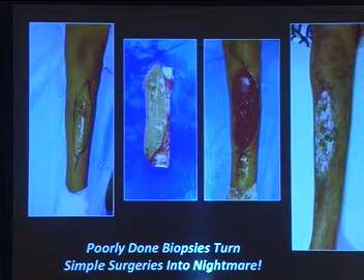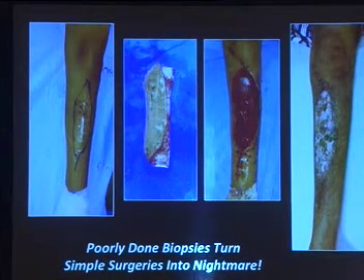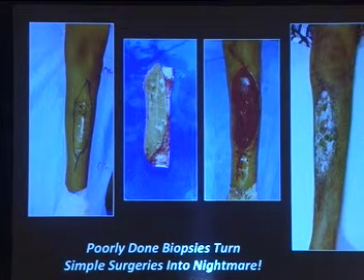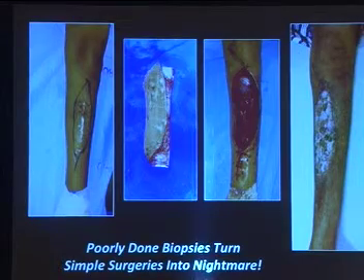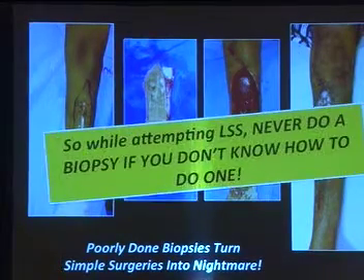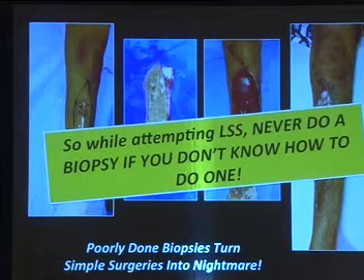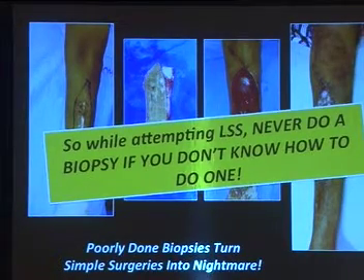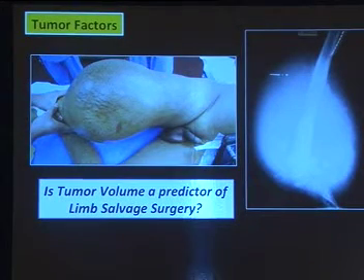So this was in diaphyseal osteosarcoma. We had to do a gastrocnemius flap. Luckily, we got through, and the patient did not throw up the skin at the time of postoperative chemotherapy. So, while attempting limb salvage surgery, never do a biopsy if you don't know how to do one. And that's a very, very important message that you can take back home.